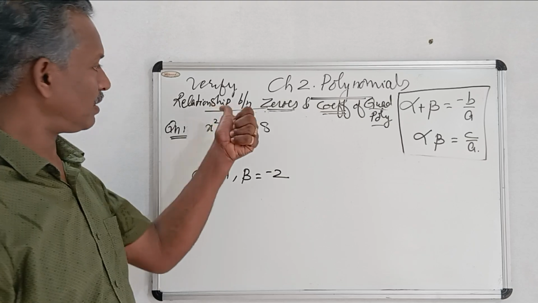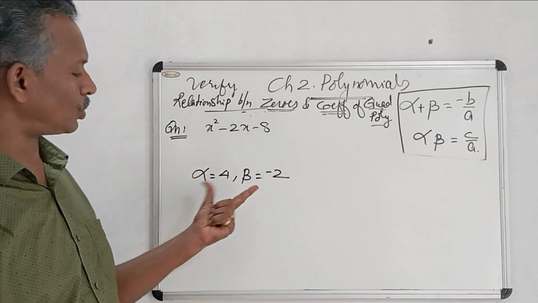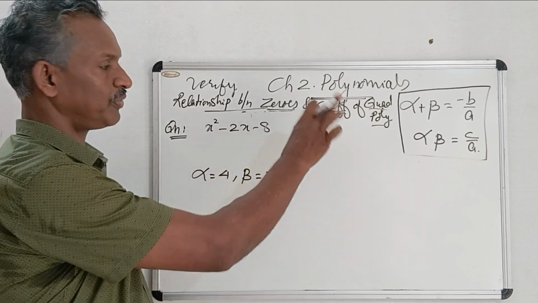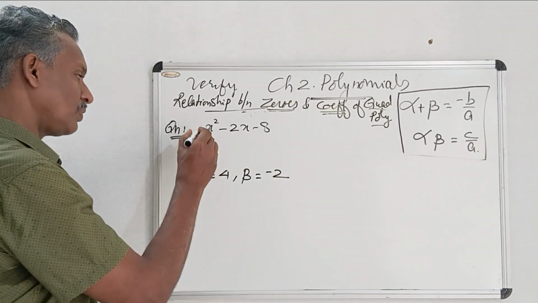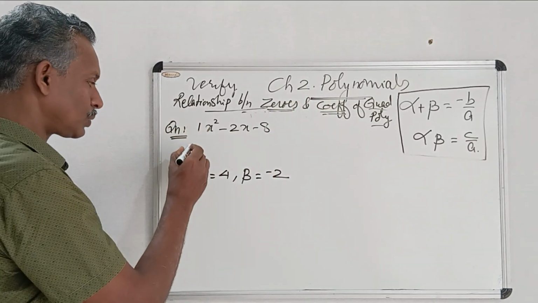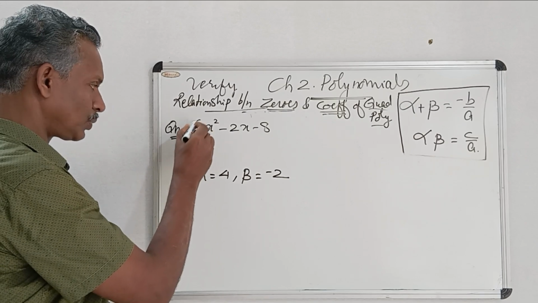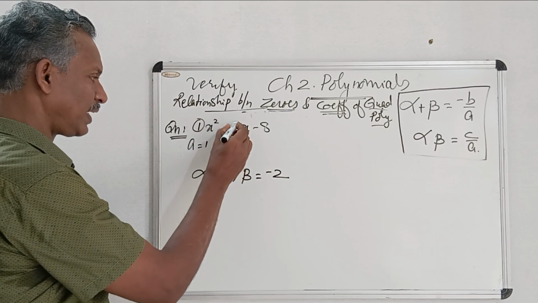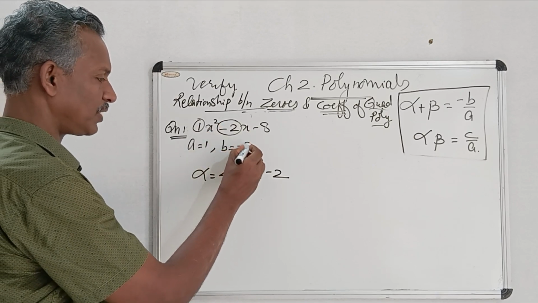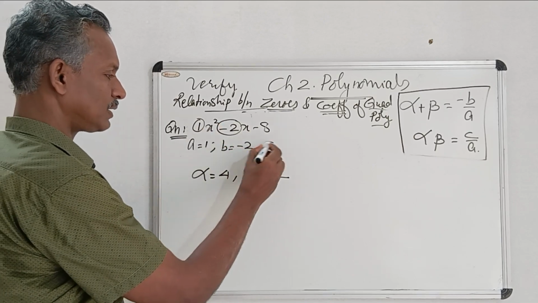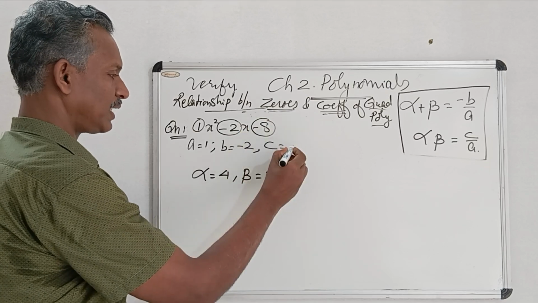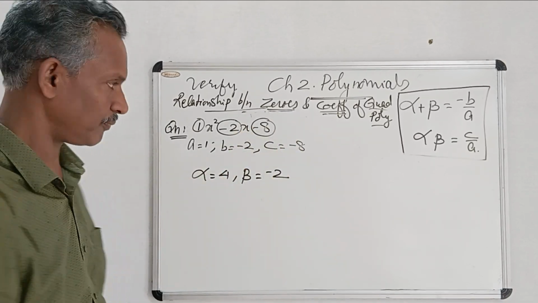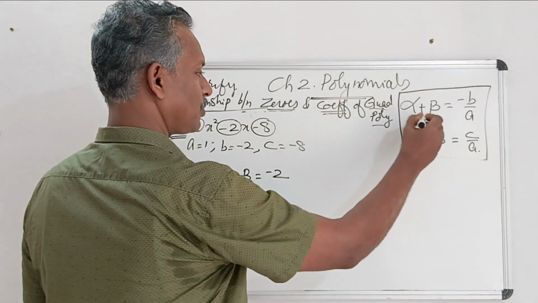Let's verify the relationship between the zeros. Zeros we got are 4 and minus 2. These zeros and the coefficients of the quadratic polynomial. Whatever is with x square is called a. Coefficient of x square is called a. a is 1. b is the coefficient of x with sign, we have to write minus 2. c is the constant with sign, it is minus 8. So we know what is a, what is b and what is c. These are the two relations we have to verify.